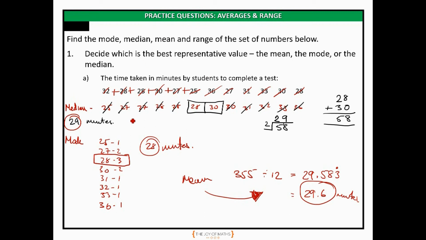If there was a larger range, so the range for this question is the highest score, 36 minutes, and the lowest is 25, so the range is only 11 minutes, so it's not massive. But if there was a bigger range, then the mean would be skewed, and that wouldn't be the best one to choose. But on this occasion it is, as the range is a lot closer. Okay, I hope that makes sense.